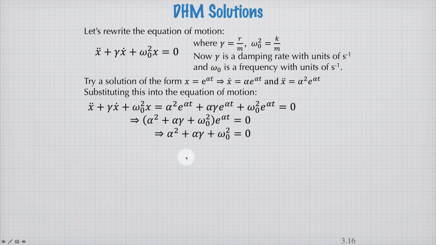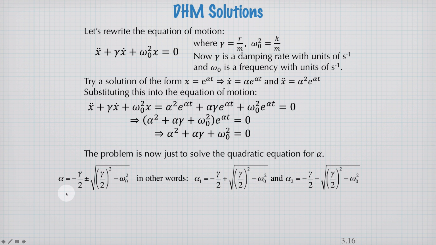So we can solve for alpha, and we get alpha is equal to negative gamma on 2 plus or minus the square root of gamma on 2 all squared minus omega naught squared. Or in other words, we have two values for alpha, alpha 1 with a plus here and alpha 2 with a minus sign here. And the general solution of our differential equation is thus some constant c1 e to the alpha 1 times t plus c2 e to the alpha 2 times t.